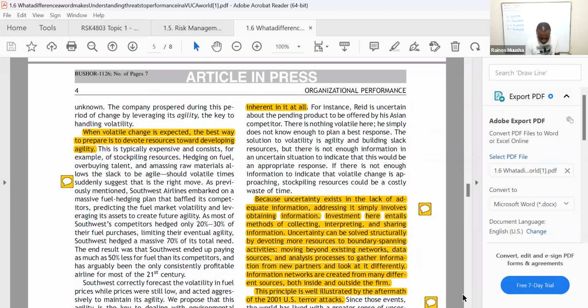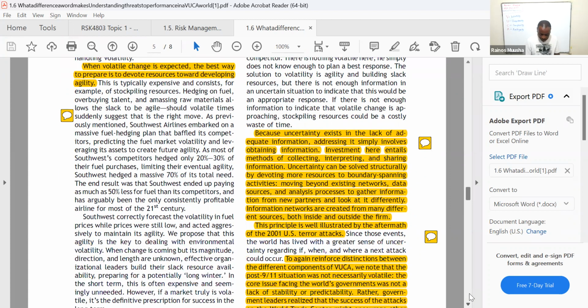Because uncertainty exists in the lack of adequate information, addressing it simply involves obtaining information. So investment here entails methods of collecting, interpreting, and sharing information. Uncertainty can be solved structurally by devoting more resources to boundary spanning activities, moving beyond existing networks, data sources, and analysis processes to gather information from new partners and look at it differently. Information networks are created from many different sources, both inside and outside the firm. The principle is well illustrated by the aftermath of the 2001 terror attacks as well.